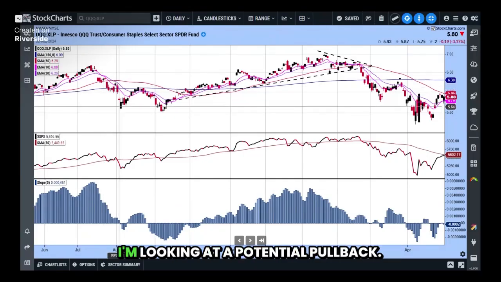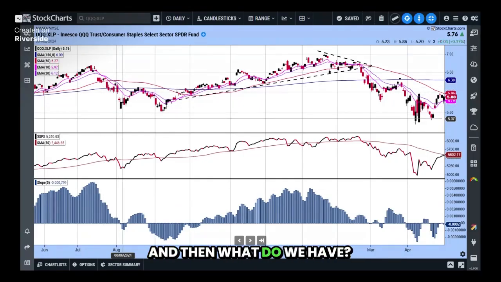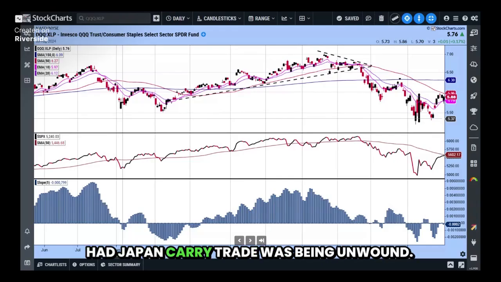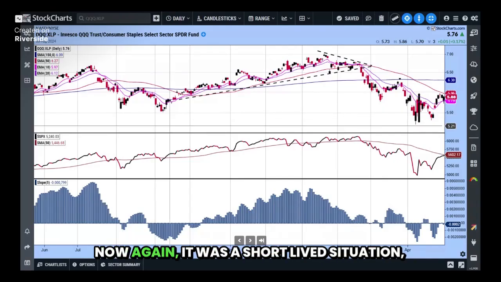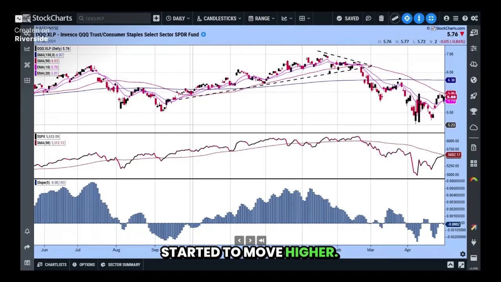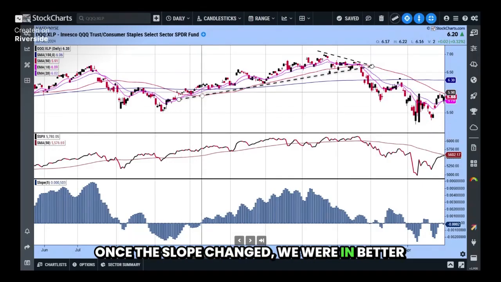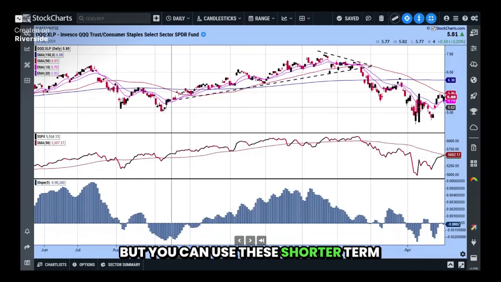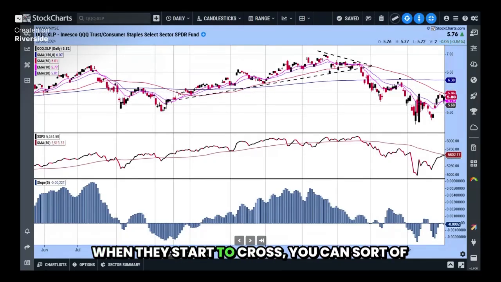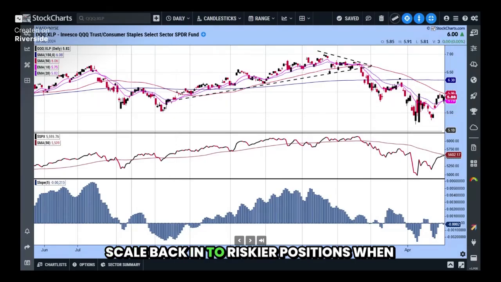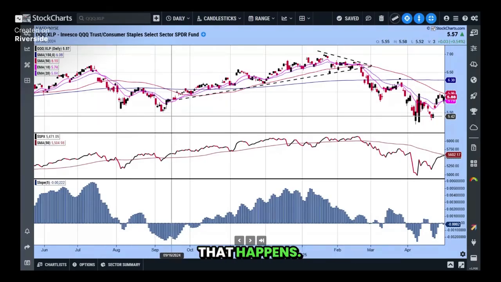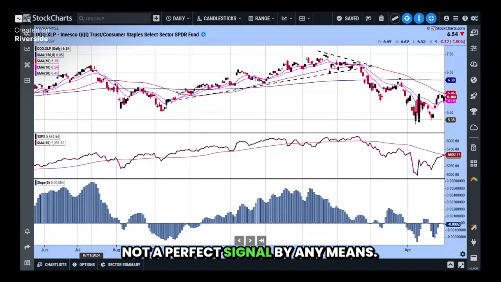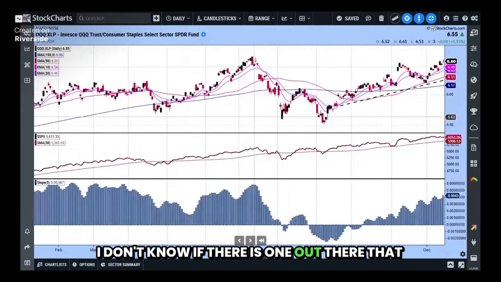What am I looking at here? I'm looking at a potential pullback. And then what did we have? We had some news. The Japan carry trade was being unwound. That, again, was a short-lived situation. It started to move higher. Once the slope changed, we were in better shape. And that didn't happen really till October. But you can use these shorter-term averages. When they start to cross, you can sort of scale back in to riskier positions. Again, not a perfect signal by any means. I don't know if there is one out there that exists.